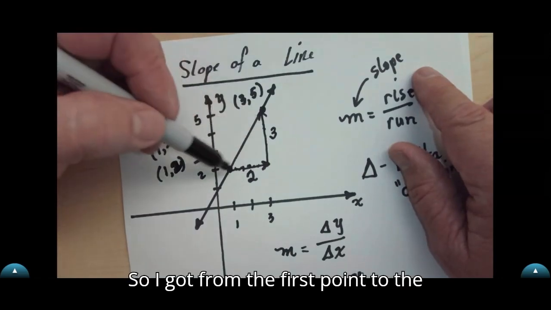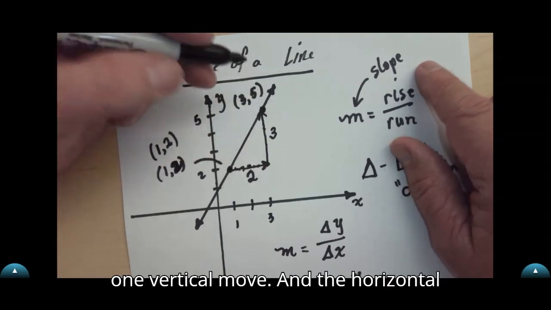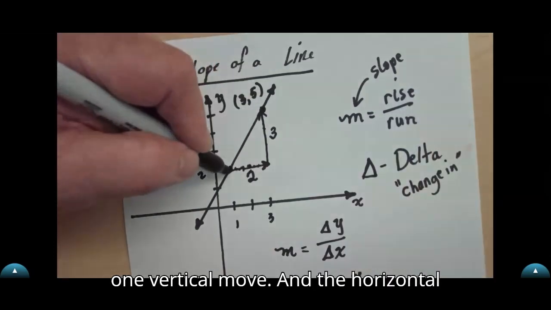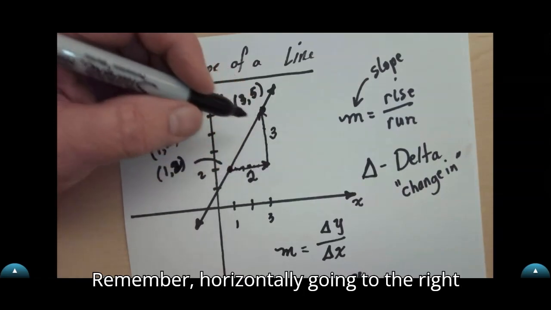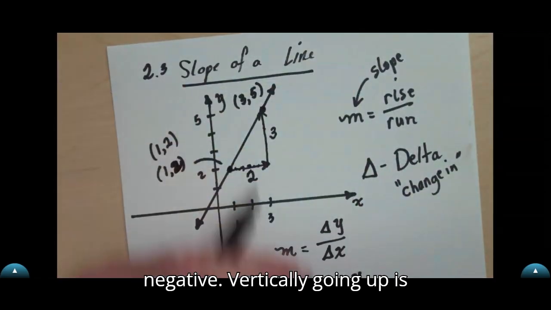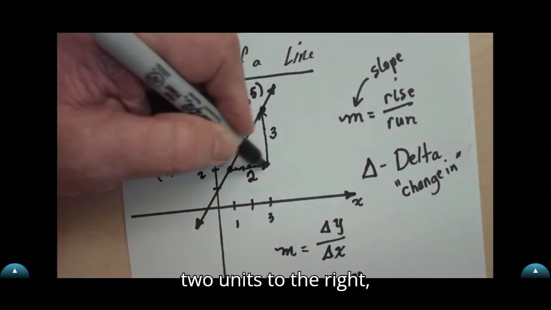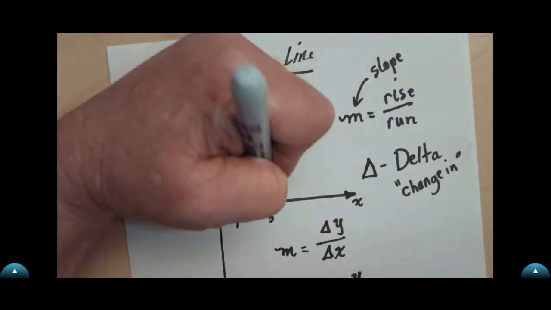So I got from the first point to the second one in 1 horizontal move and 1 vertical move. The horizontal move was 2 units to the right. Remember, horizontally going to the right is positive and going to the left is negative. Vertically going up is positive and down is negative. So I moved 2 units to the right.